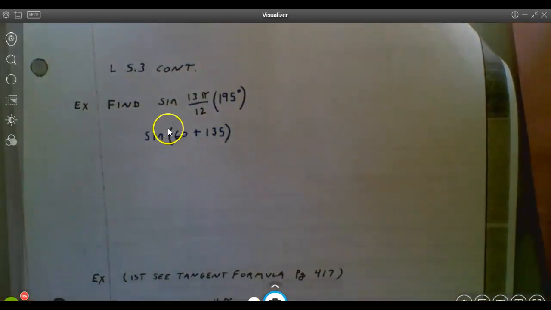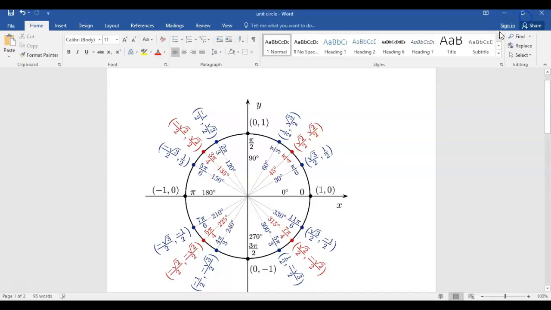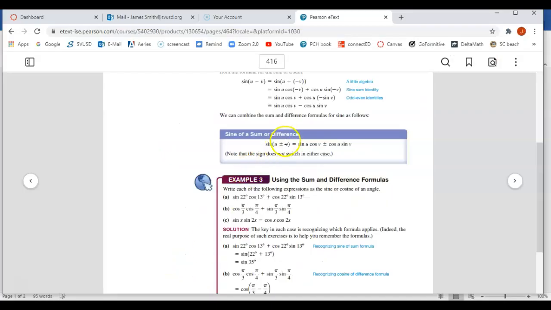Because this is a sine function, then here is the formula I want to model this after. Right, so I'm going to do sine cosine plus or minus. In this case, it's going to be plus because we wrote this as an addition problem, plus cosine sine. So let's make sure we get the u's and the v's in the right locations.